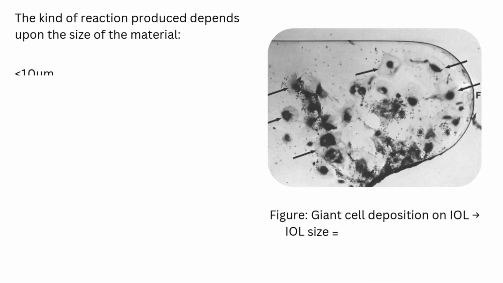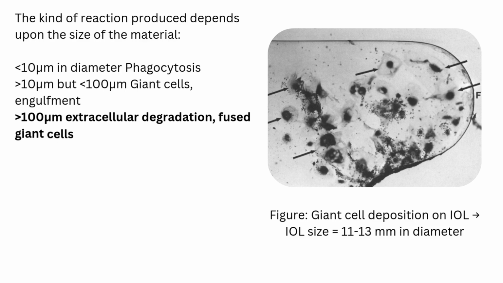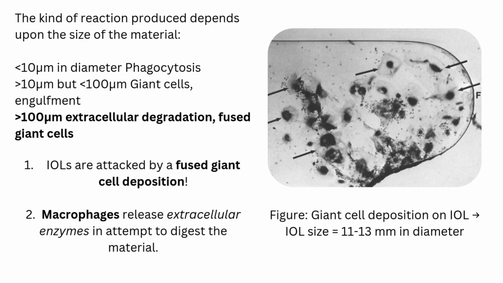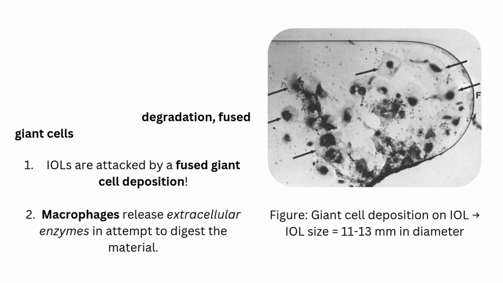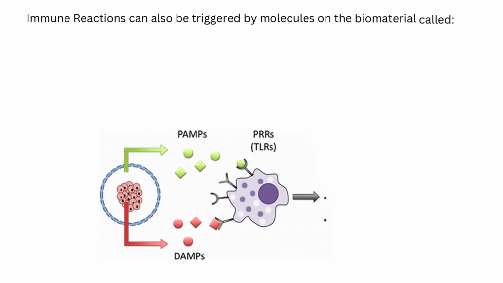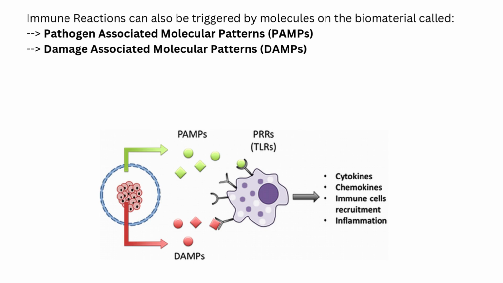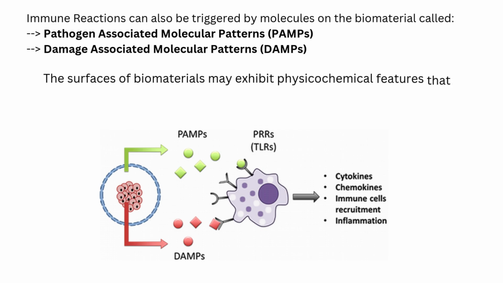The kind of reaction produced depends upon the size of the material. Since IOLs are about 11 to 13 millimeters in diameter, they are attacked by a fused giant cell deposition. This is to ensure that they can cover as much as possible of the foreign surface. This is followed by the release of extracellular enzymes that attempt to digest the material. The immune reaction can also be triggered by molecules in the biomaterial called pathogen-associated molecular patterns and damage-associated molecular patterns. These can take diverse forms, for example, polysaccharides, peptides, glycopeptides, and lipopeptides. The surface of biomaterials may exhibit physiochemical features that resemble these molecules.